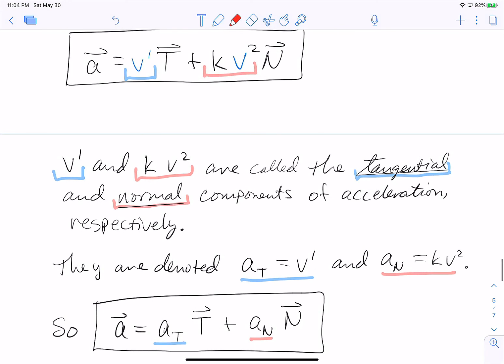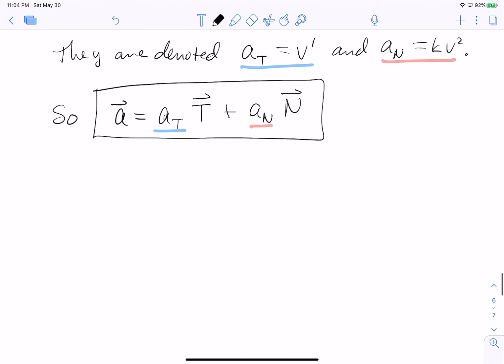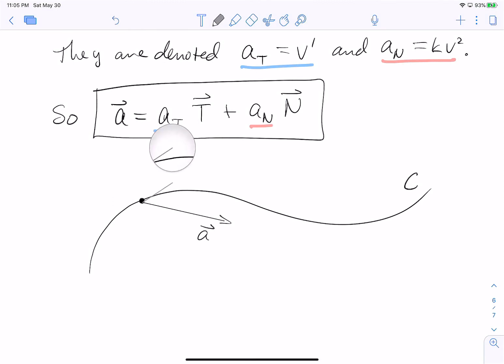Okay. Now, what does all this look like for a curve? Suppose we have a curve C, and on the curve we have a point. Say at that point there exists an acceleration vector a. At the point on our curve there exists a unit tangent vector.